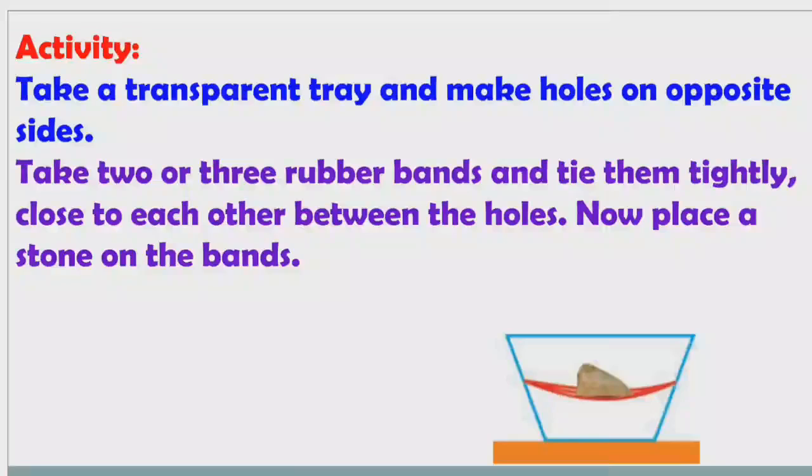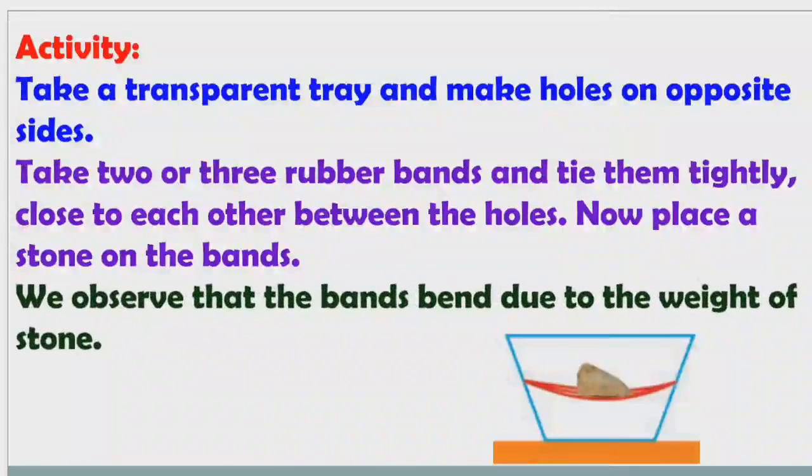When a stone is placed on the bands, what will we observe? We observe that the bands bend due to the weight of the stone. The stone has some weight. Due to the weight of the stone, the bands will bend downwards.